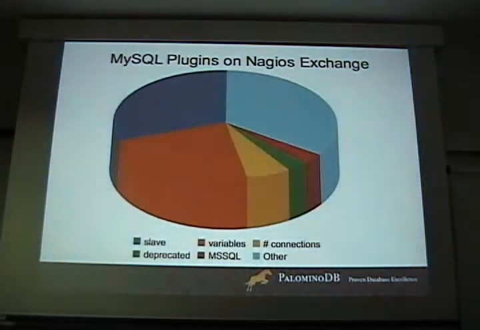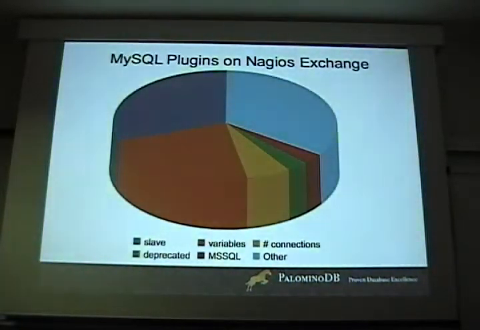That's a lot. So what are they? Well, this big blue one here is 10 of the 32 checks. So a third of the checks are for slave monitoring. Why do you need 10 different checks? Well, maybe somebody did one that, instead of using seconds behind master, goes to the master, gets the binlog position and the time, and then subtracts it. That's kind of the better way to do it. But 10 checks is a lot. Why do you need that?